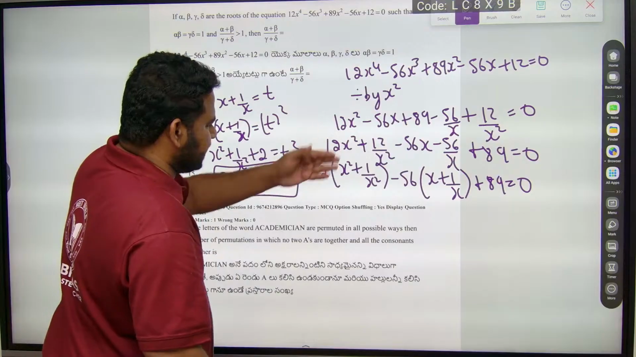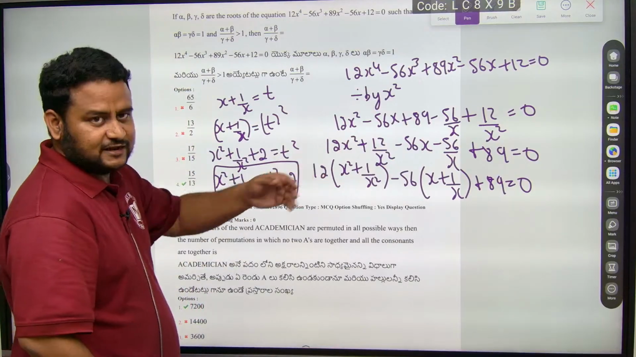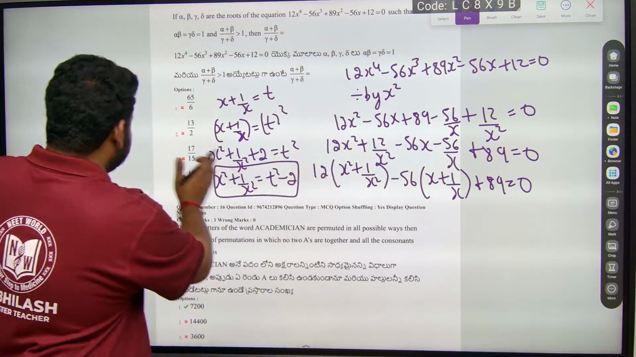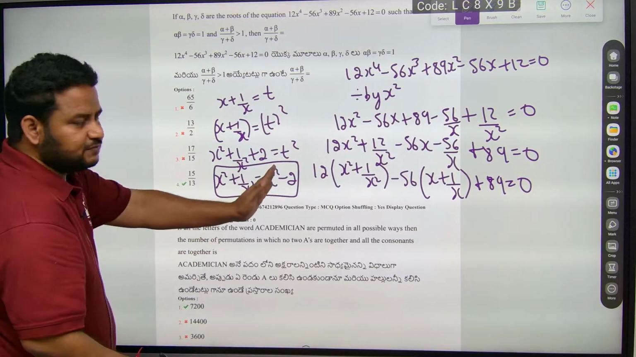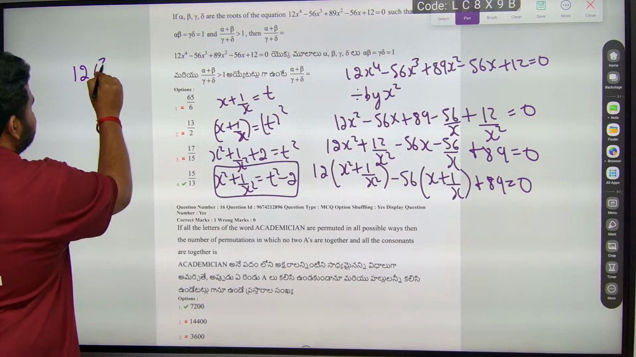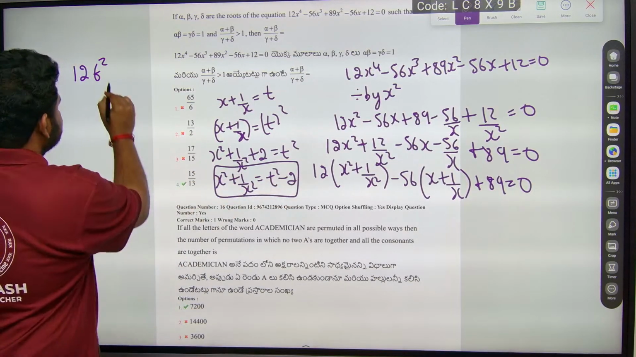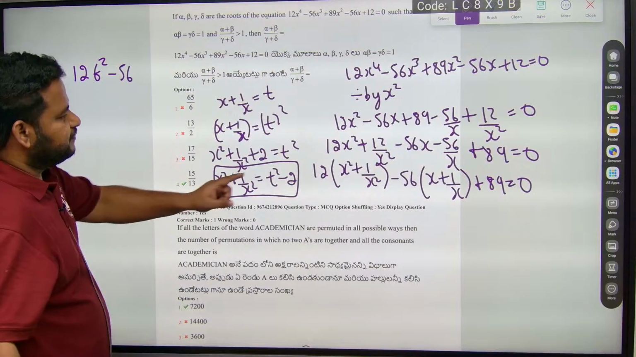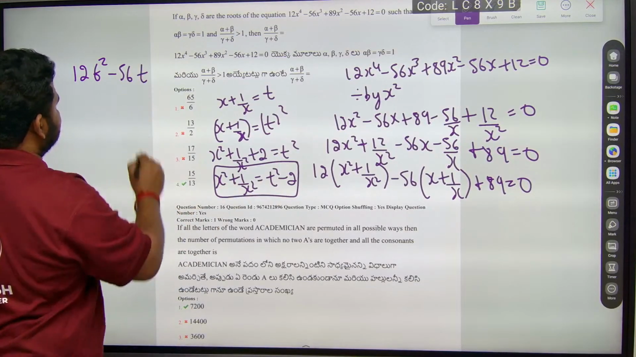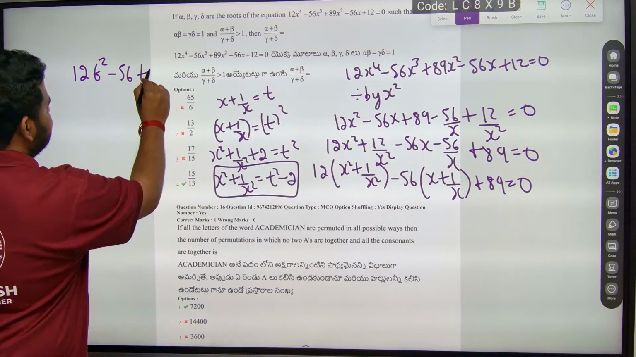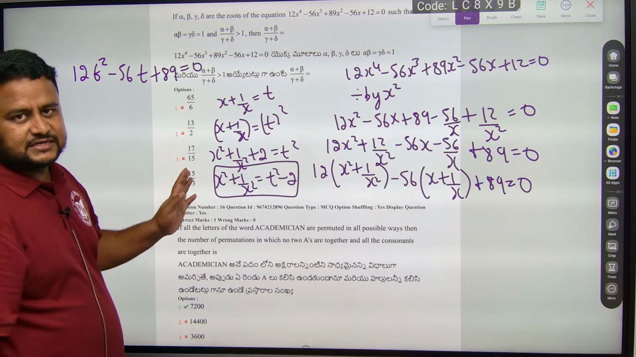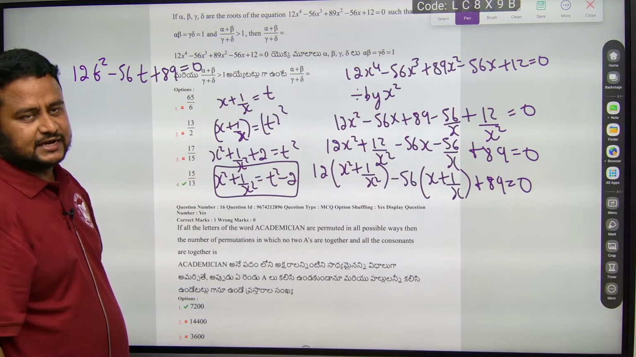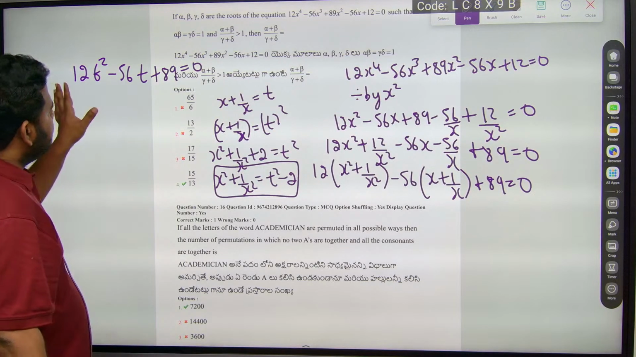So if I put these values here, what will I get, friends? Let me solve it here. 12 into x square plus 1 by x square is t square minus 2, so it becomes 12 t square minus 56 into t plus 89 is equal to 0. This is what I get.